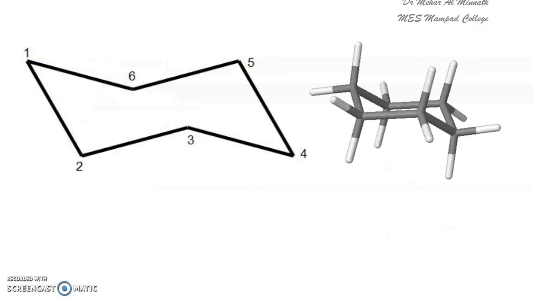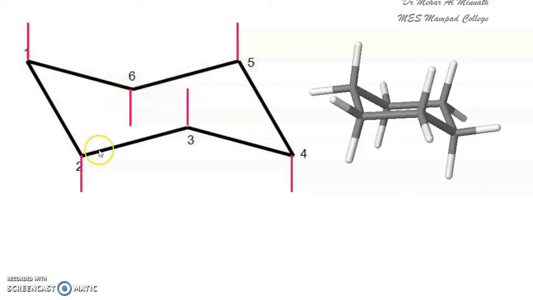Now we have the structure here. See here, the red lines represent the CH bonds. Now you can see here, the CH bond on carbon 5, the CH bond on carbon 1, the CH bond on carbon 3 are drawn upwards. So for those carbons which are pulled up, one of the CH bonds is drawn upwards.